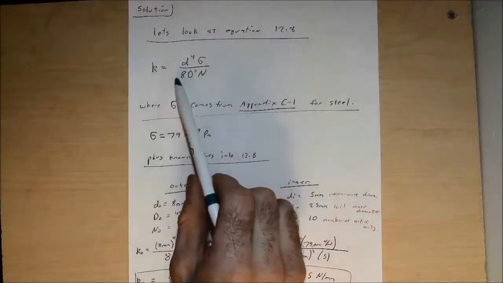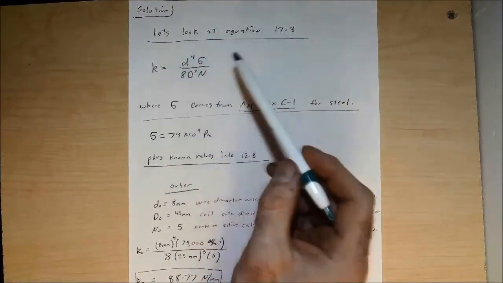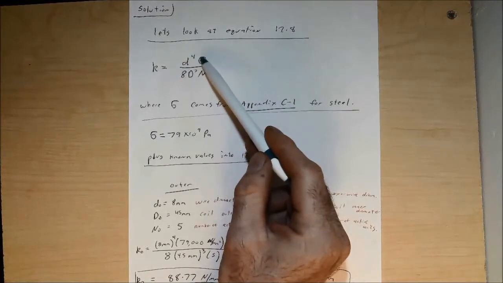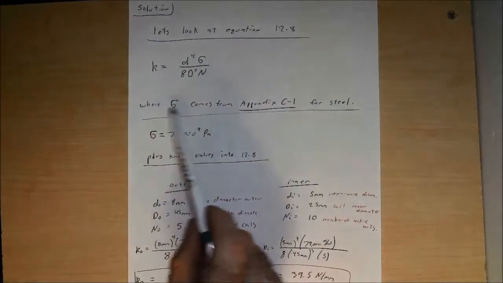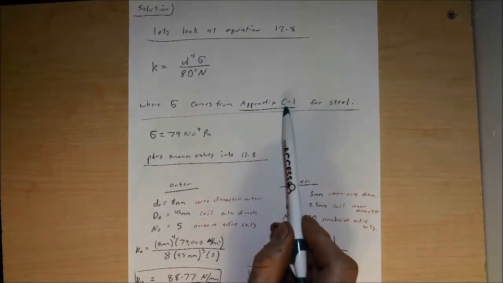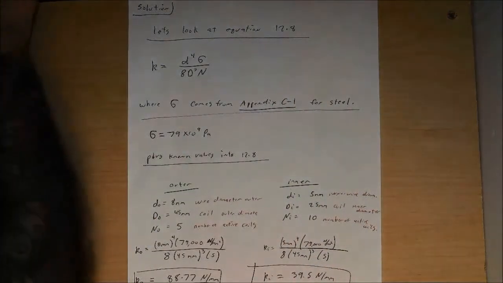So this is where we get this relationship from equation 12.8 for our K value here for our spring. Again, lowercase d, uppercase D, G for our lookup from the back, which we're going to get to next, and N for a number of active coils here. So G comes from our appendix C1. So we're going to reference back to appendix C1 for steel in this case in order to get this value.